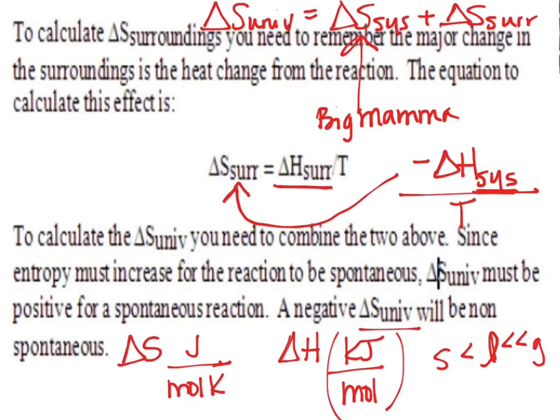Okay? Entropy is way bigger for a gas. So the entropy for a solid is less than that of a liquid, which is less than that of a gas. A gas is going to be way up there. And entropy is disorder.